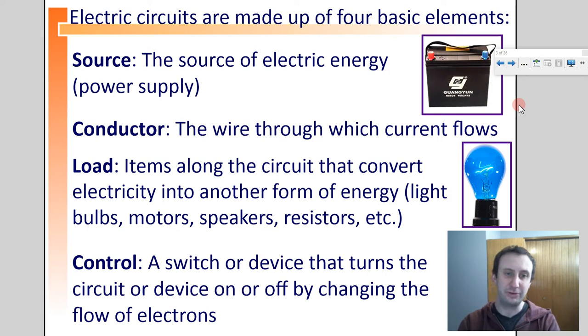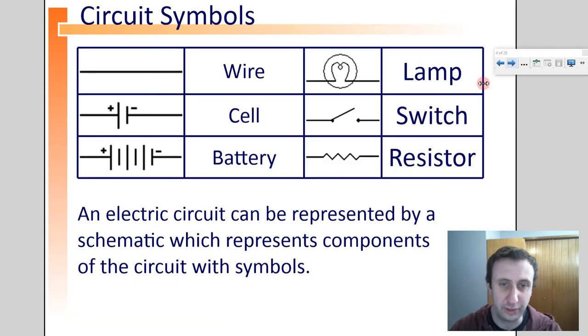And then we have loads. Loads are items along the circuit that convert electricity into another form of energy. Things like light bulbs, motors, speakers, resistors, these are all loads. And what they do is, again, they convert electricity into some other form of energy depending on their purpose. And then finally, we have controls. A control controls the current. So a control is a switch or device that turns the circuit or device on or off by changing the flow of electrons. So when we have a switch, we can turn off the electron flow going through a wire by opening that switch. And we're going to get more into this as time goes on.